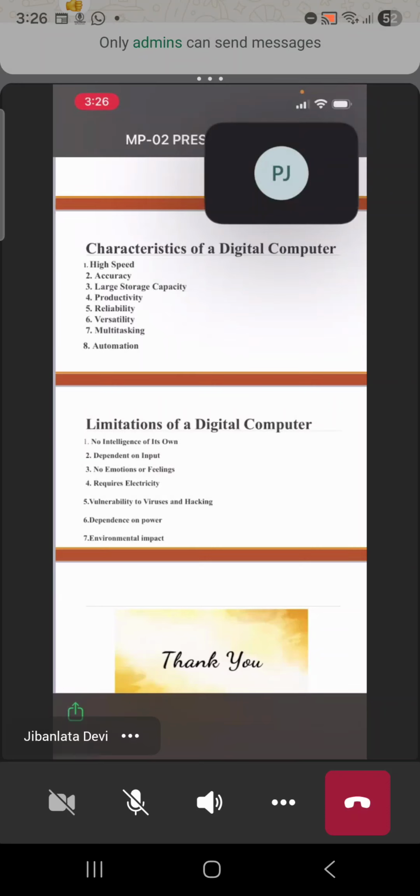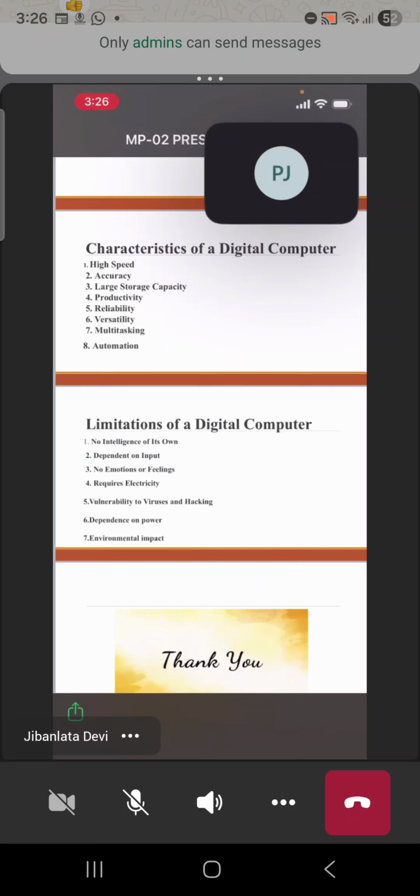Then it has a large storage capacity, so millions of instructions can be stored in computers. Then productivity, because it saves time, so we can do many things with the help of a computer.